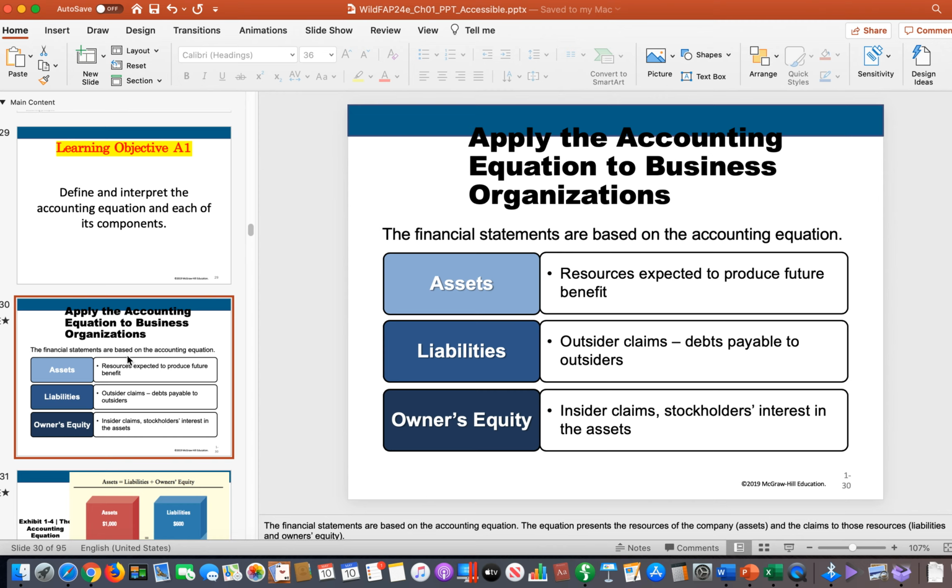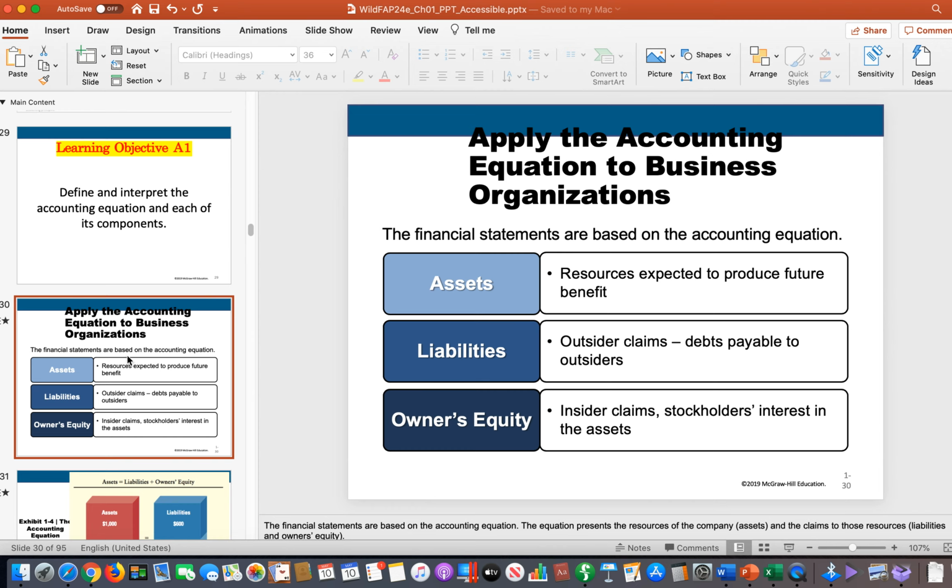Liabilities are, in layman's terms, like debts. A debt. Technically, it is a claim that someone outside the company has. A claim or right. So if a bank lends money to a company, that bank then has a claim against the company and has a right to be paid the money it loaned you.